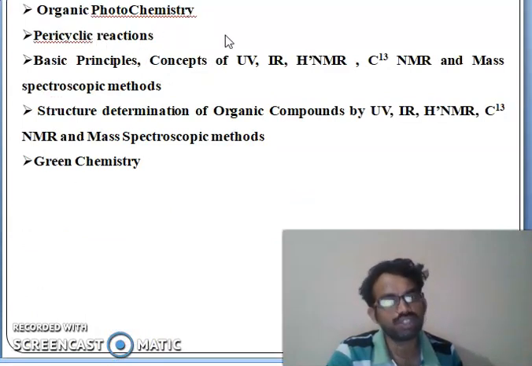Organic photochemistry and pericyclic reactions are very important. Also the basic principles and concepts of UV spectroscopy, IR spectroscopy, proton NMR, C13 NMR and mass spectroscopy methods, especially for the structure determination of organic compounds by using UV spectroscopy, IR spectroscopy, proton NMR, C13 NMR and mass spectroscopy methods.